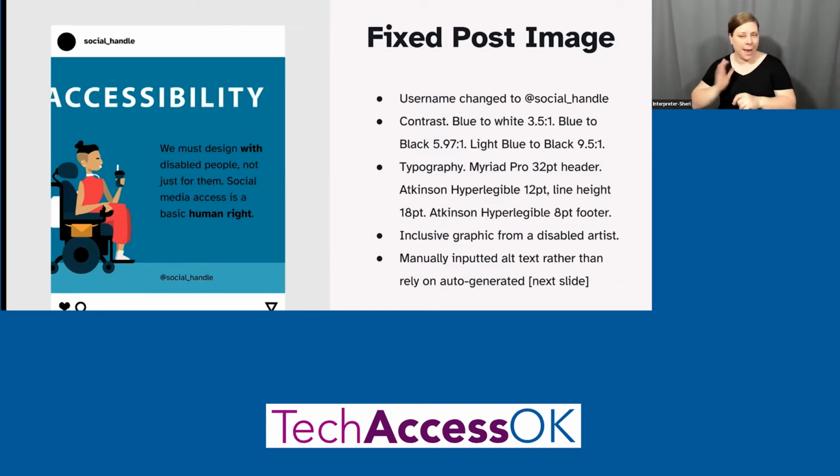And this is my example of just choosing one element to play with. So I did still cut off the A from accessibility. I increased the kerning to make sure that each letter could be distinguishable from far away. And I picked a sans serif font that you can tell the difference between the capital I and the capital L. The body text says we must design with disabled people, not just for them.